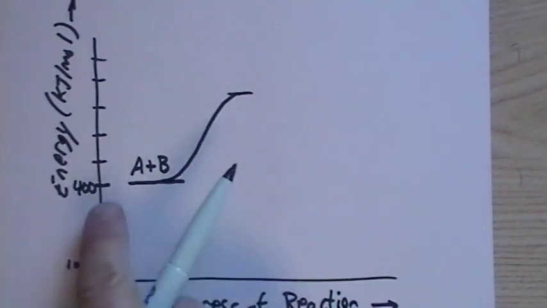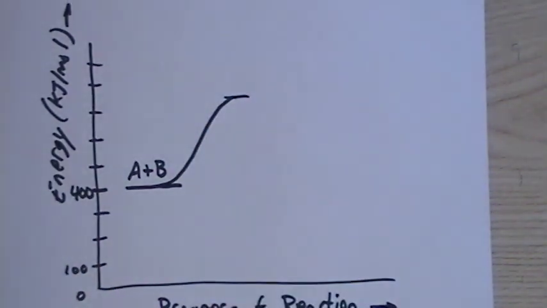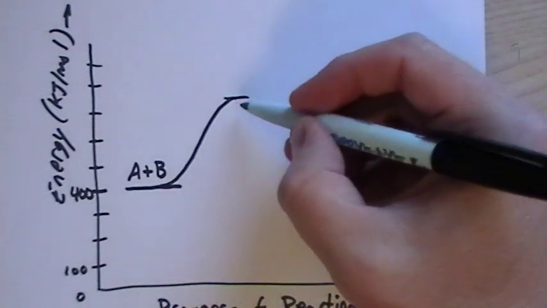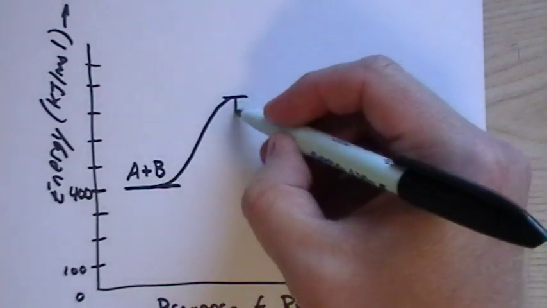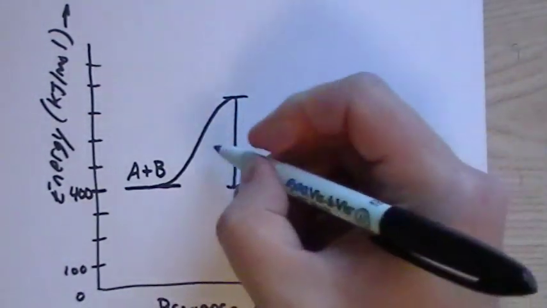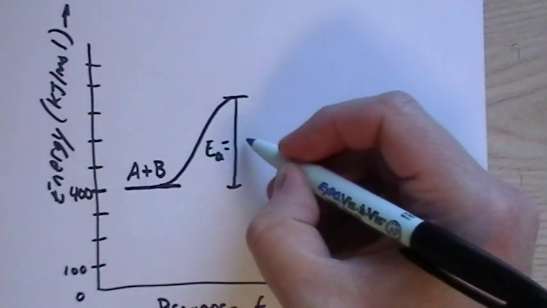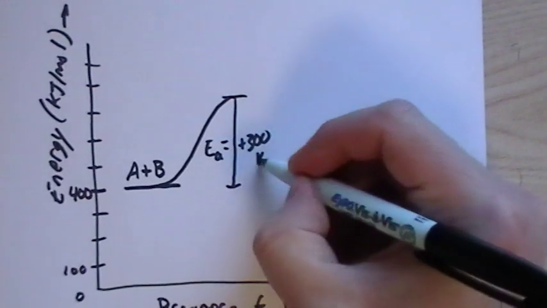So this is a potential energy diagram. We're riding up this slope up to the activation energy. And we can even write that here. Probably a good idea to do so. This is EA equal to plus 300 kilojoules per mole.